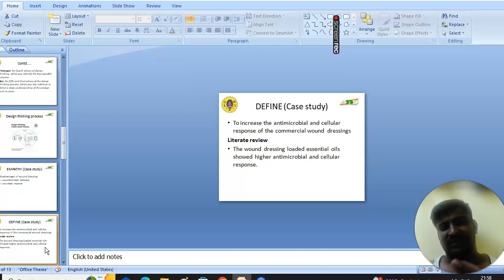The next is define. The ultimate aim of this project is to increase the antimicrobial and cellular response of the commercial wound dressings. So we have to see the literature review. From the literature review, it was shown that wound dressings loaded with essential oils showed higher antimicrobial and cellular response.